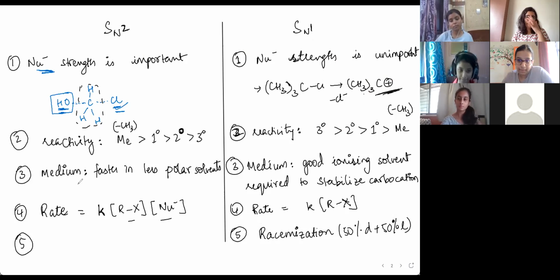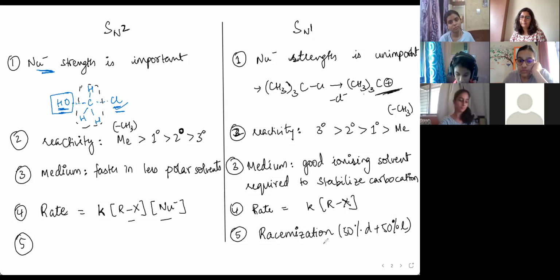So in SN1, what will be the optical activity? Here, because a carbocation forms and then the nucleophile attacks, you end up with 50-50 chances. So whatever the orientation of the reactant is, the stereochemistry doesn't matter at all. At the end of the day, you end up with 50-50.